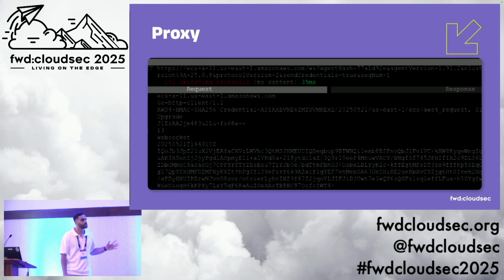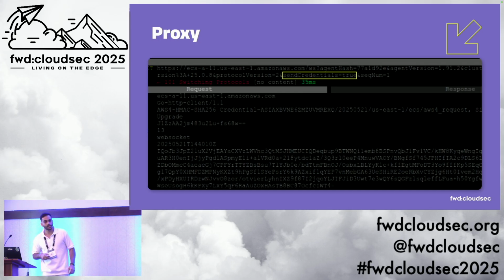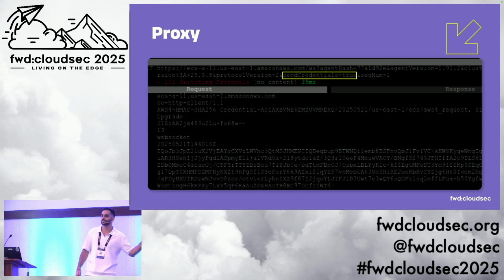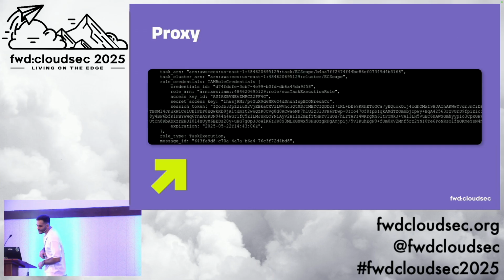The first thing I did was to set up a proxy server and watch the ECS agent traffic. I saw that it's connecting to a WebSocket called ECSA. This is the ECS service. And I noticed something really weird. It was passing a query parameter called sendCredentials equals true. That immediately made me suspicious.